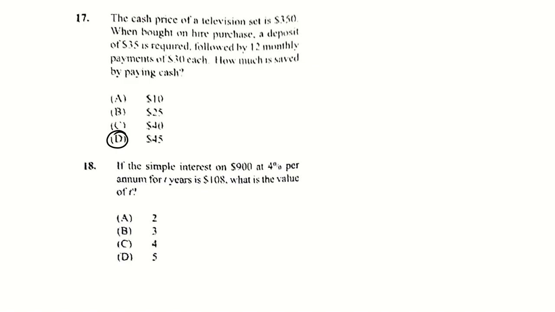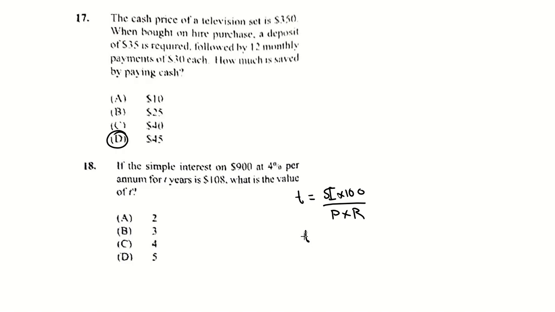If a simple interest of 900 on 4% per annum for T years is 108, what is the value of T? Now if you don't know the formula for time, time is equal to simple interest by 100 over your principal by rate. Instead of remembering this, you can multiply 100 by 4 by each year to see if you get 108, and that is how you'll get your answer.